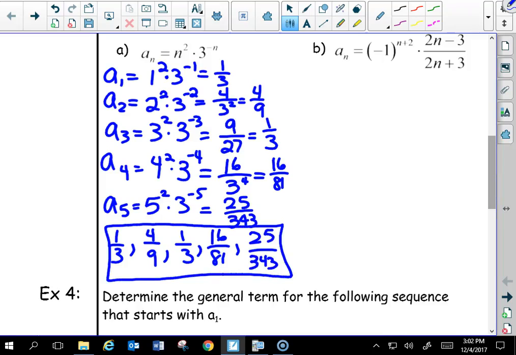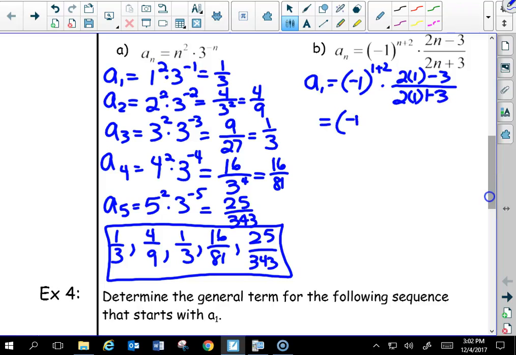All right, similarly, next one is negative 1 to the 1 plus 2, times 2 times 1 minus 3, over 2 times 1 plus 3. All right, we get negative 1 to the 3rd power. That's just going to be a negative 1 times 2 minus 3 over 2 plus 3. All right, negative 1 times negative 1 over 5 gives me 1/5.